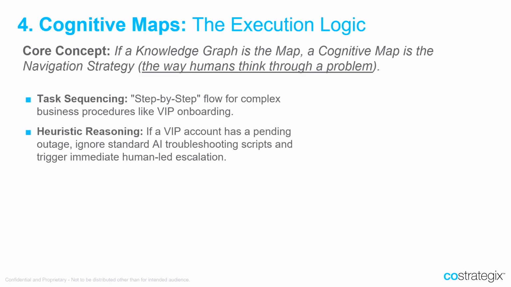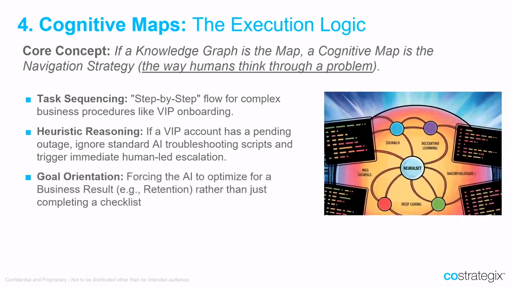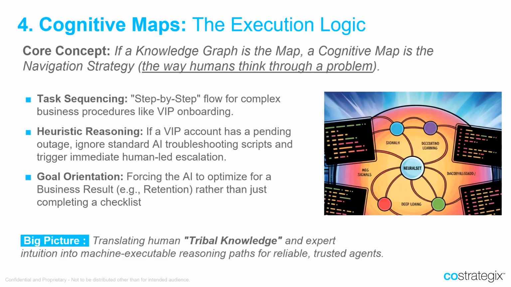In this case, a playbook would say, for a VIP spending outage, ignore standard AI troubleshooting scripts and trigger an immediate human-led escalation. That kind of logic is very critical for the agents to work just like humans would. So that's the cognitive map. It translates the tribal knowledge. As I was talking about the skill set markdown files that we have for software development, every business has tribal knowledge that needs to be captured and infused into your context layer. So those are the four key pillars to begin with.